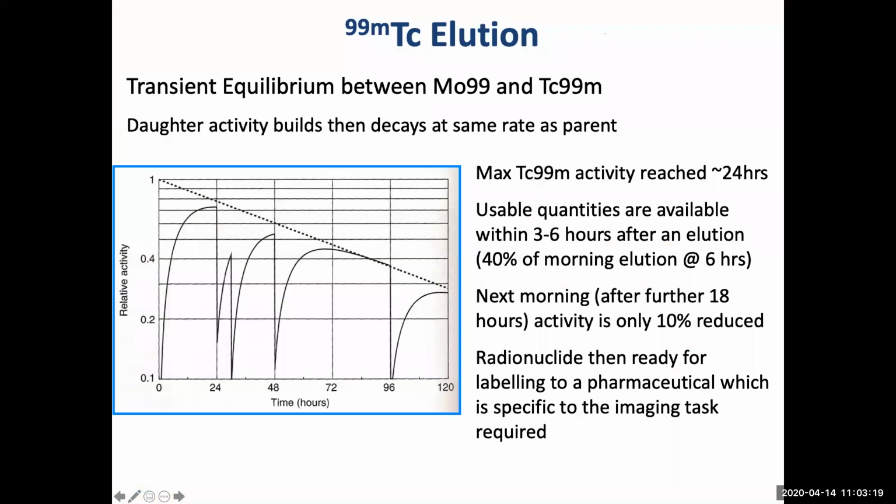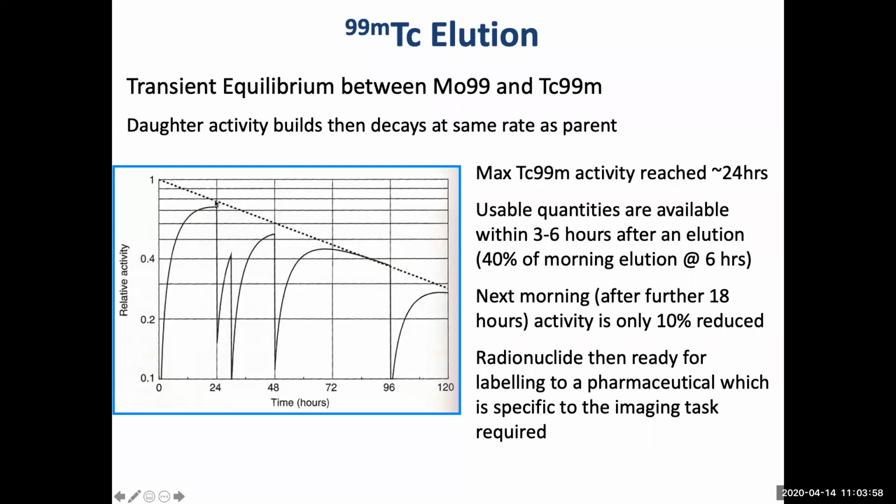So technetium-99 elution means extracting the technetium-99 from the molybdenum-99 generator. Daughter activity builds and then decays at the same rate as the parent. We already discussed that in transient equilibrium. The parent is decaying, the daughter is built up, and reaches the maximum here. Maximum technetium activity is reached after 24 hours. After 24 hours, we can milk, or elute, the generator to get the maximum activity.